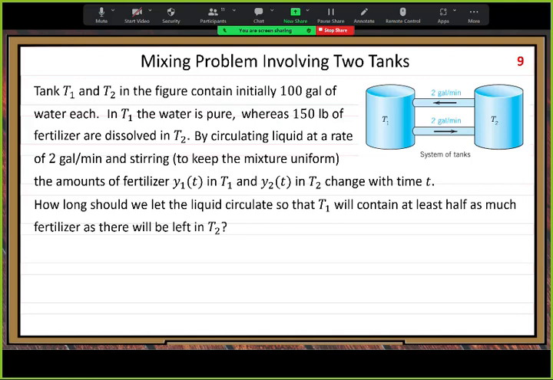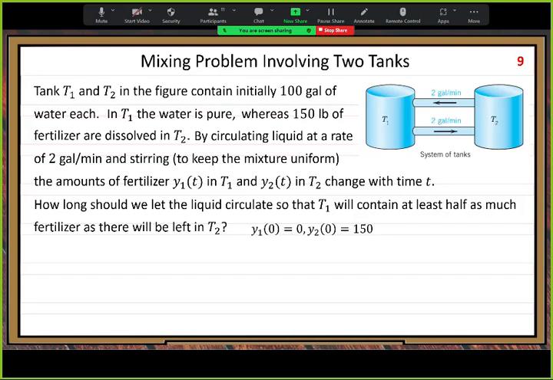How long should we let the liquid circulate so that T1 will contain at least half as much fertilizer as there will be left in T2? Half of the amount in the T2 tank. So let's find the Y1, Y2 solutions first, then we can calculate the time needed.